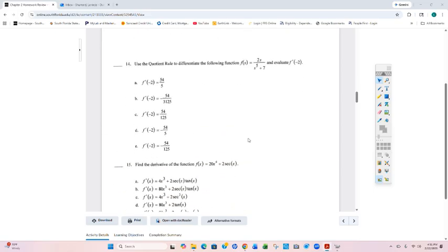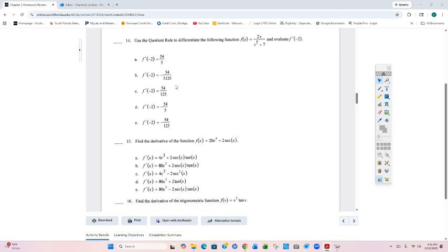Number 14, use the quotient rule to differentiate the following function. F of s equals, this is a fraction, numerator is 2s, denominator s to the 5th plus 7. Evaluate this at f prime of negative 2. A, f prime of negative 2 equals, by the way, these are all fractions, 54 over 5. B, f prime of negative 2 equals negative 54 over 3,125.